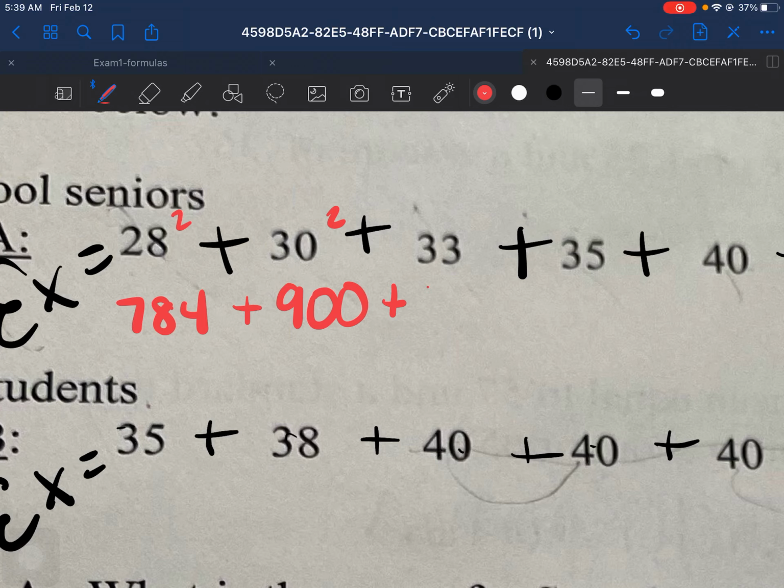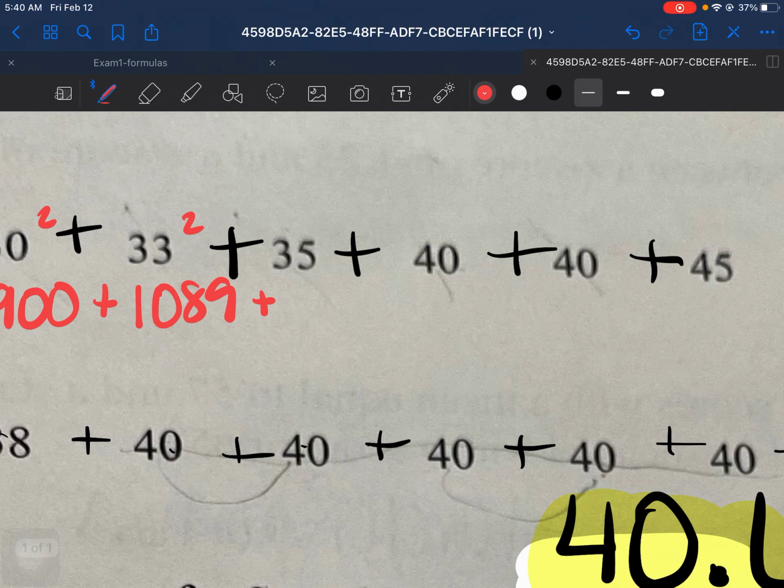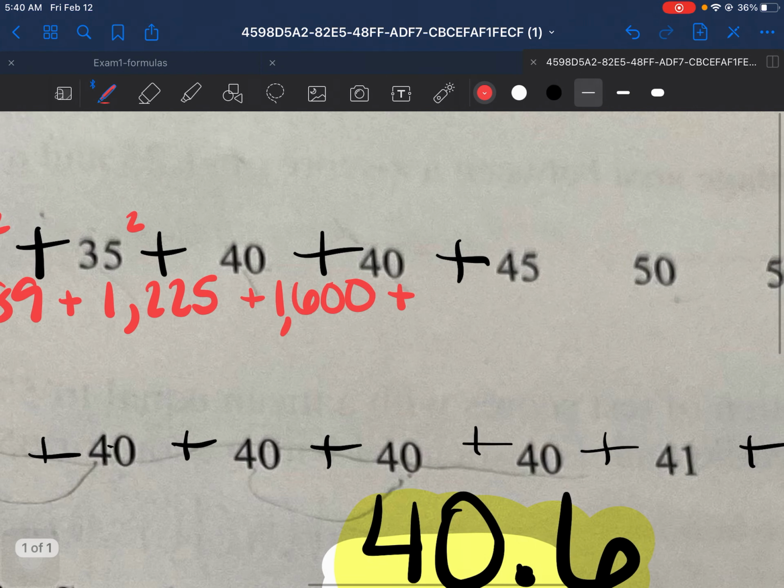33 squared is 1,089. 35 squared is 1,225. 40 squared is 1,600. Again, 40 squared is 1,600.